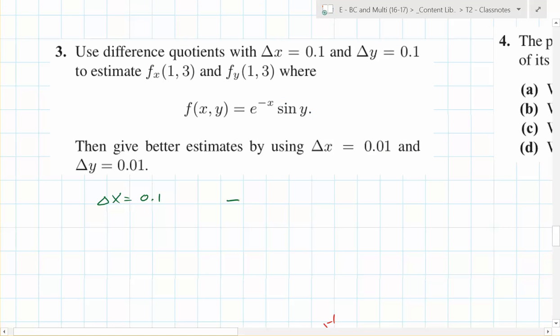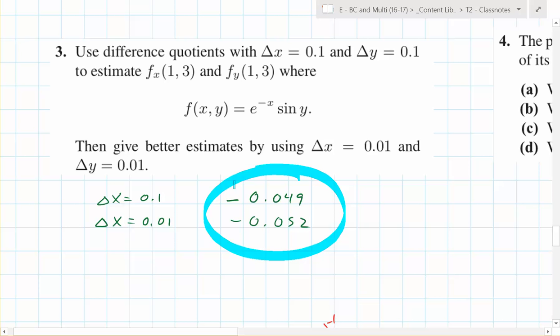Negative 0.049. I got it. Negative 0.049. Mm-hmm. Anybody agree with that? Yes. And anybody get delta x is 0.001 or 0.01? Anybody have that one? Negative 0.052. Do you hope that they're generally close-ish together? You hope so, right? Numbers right here are just what, though, so far? Estimates. They're just estimates.